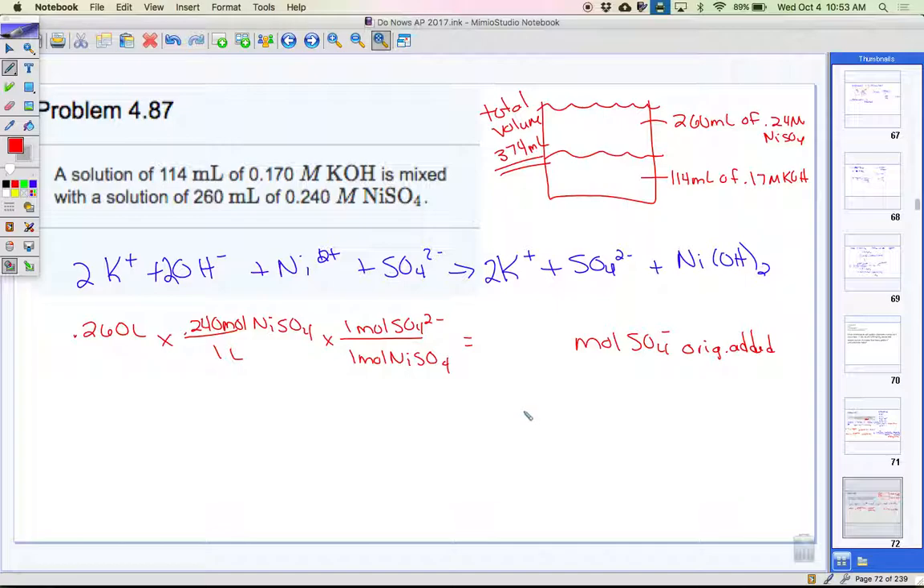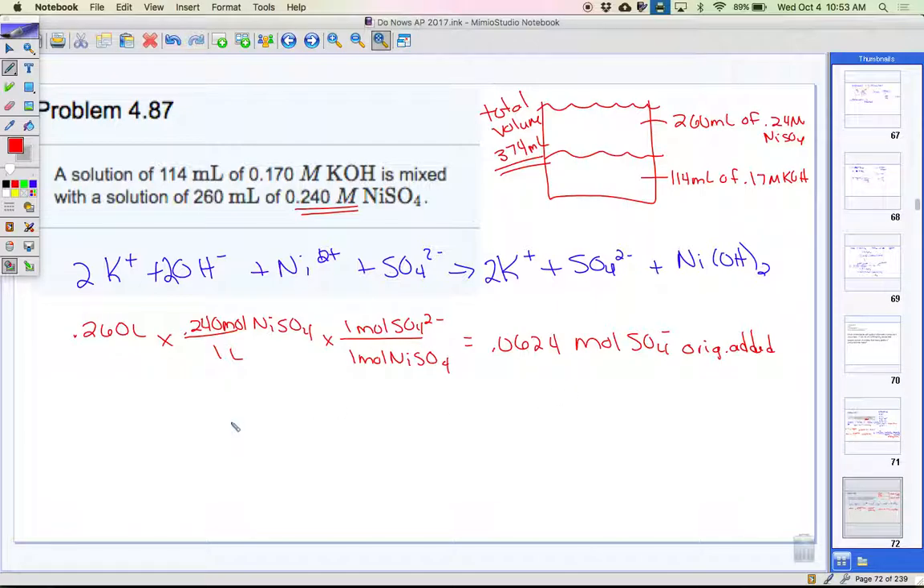Okay, so somebody give me the number. Why is it 0.24 mole in that? Molarity is moles over liter, so I just wrote it as moles over liter. Instead of capital M, I wrote it as moles over liters. Okay, so 0.26 times 0.24 is what? 0.0624 moles of sulfate was originally added.